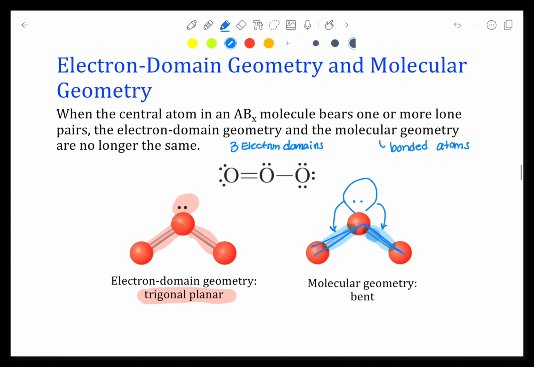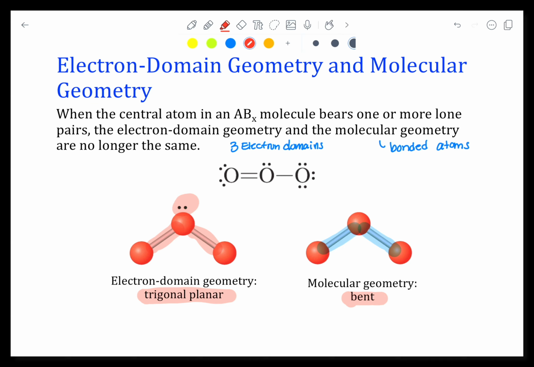So when we're looking at the example of ozone here, let me erase some of these lines since it gets a little confusing. Okay, we have our 2 bonds. This creates a structure that we call bent, because it looks like a bent molecule. It looks like I took it and I bent it. So when we have an electron domain geometry of AB3 and it has one lone pair on the central atom, the molecular geometry then becomes bent.